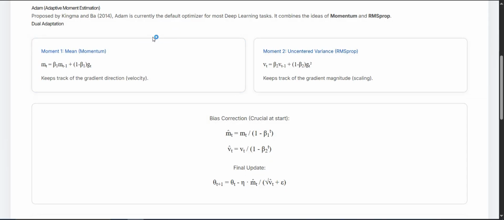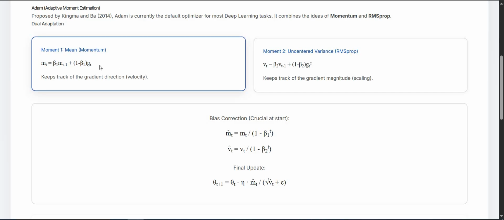And then comes Adam. Adam stands for Adaptive Moment Estimation, introduced by Kingma and Ba. So it combines ideas from momentum and RMSProp. Momentum gives you a running average of past gradients, which we write like that. m sub t equals beta 1 times m sub t minus 1 plus 1 minus beta 1 times g sub t. This tracks the direction and provides a smoother path.